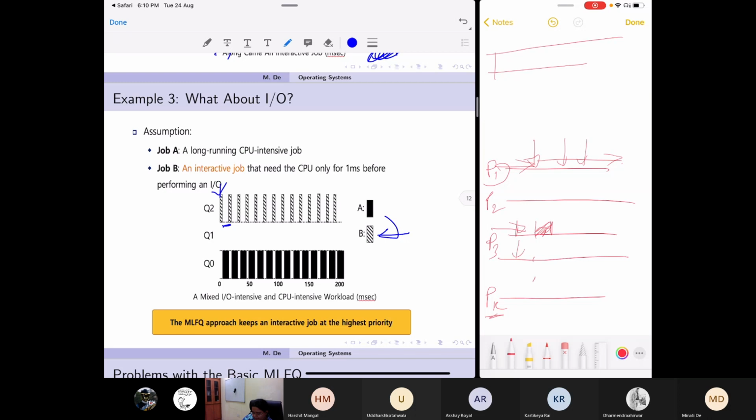So this corresponds to this moment. The job in the lowest priority got a chance. It was scheduled, and when it comes back, it will again get a chance. Then again, since job B is IO oriented, it relinquishes the CPU. It gives up the CPU at this moment, and the other job gets a chance.